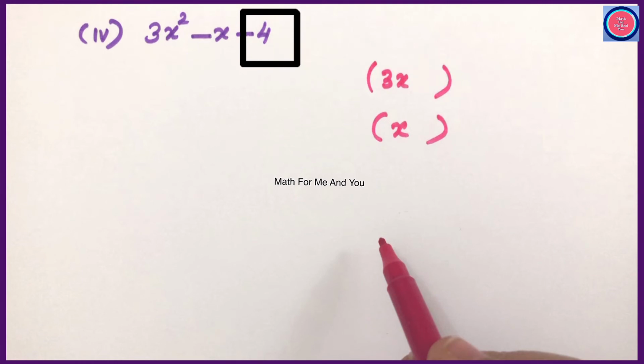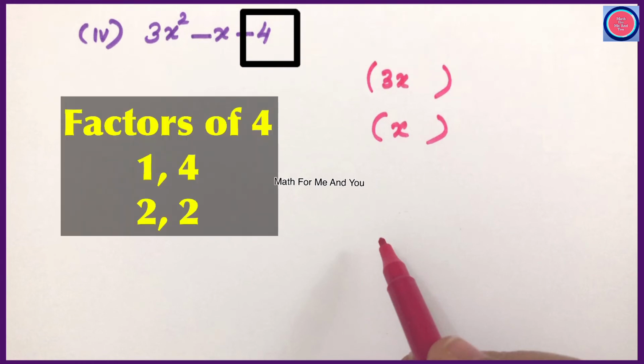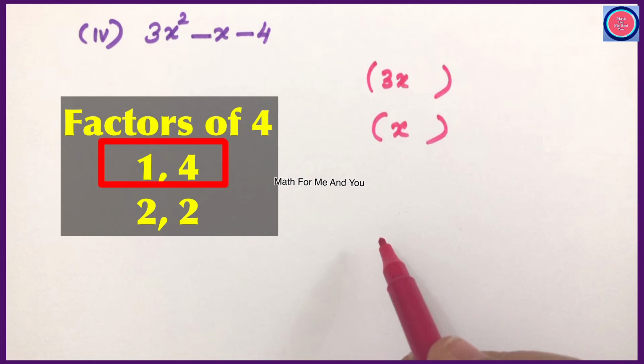Factors of 4. We know that the factors of 4 are 4 and 1, 2 and 2. We can try with 4 and 1 or 2 and 2. After cross multiplying, if we get the result or x term as minus x, we go for that pair. Otherwise, we should go for the next pair. Here, we will try with 4 and 1. 3x with 4, x with 1, we write.